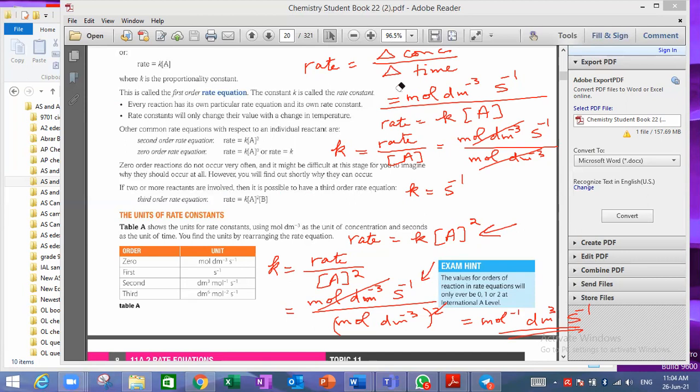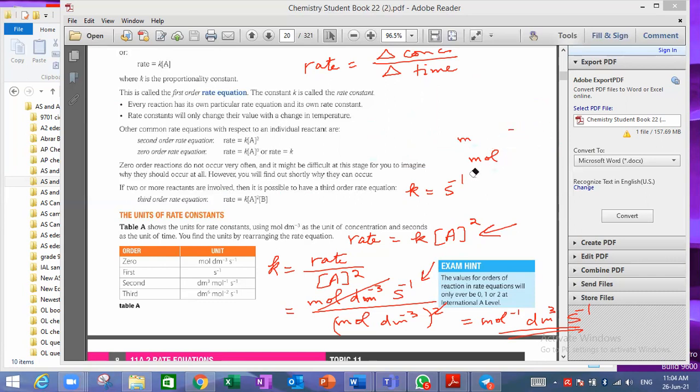Now, what happens if we have a zero order reaction? A zero order reaction means that the rate does not depend on the concentration of A. The rate equals K times A to the power 0. And anything to the power 0 is equal to 1. This means that the rate equals K. In that case, the units of K are the same as the units of the rate, which is mole per decimeter cube per second. This will be the unit of the rate constant, K.